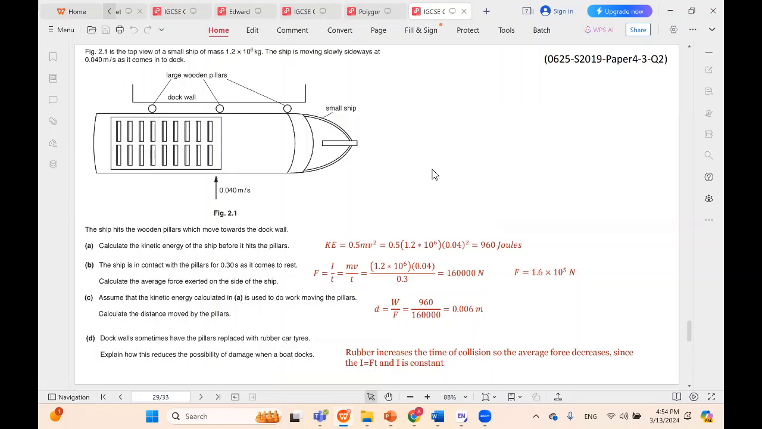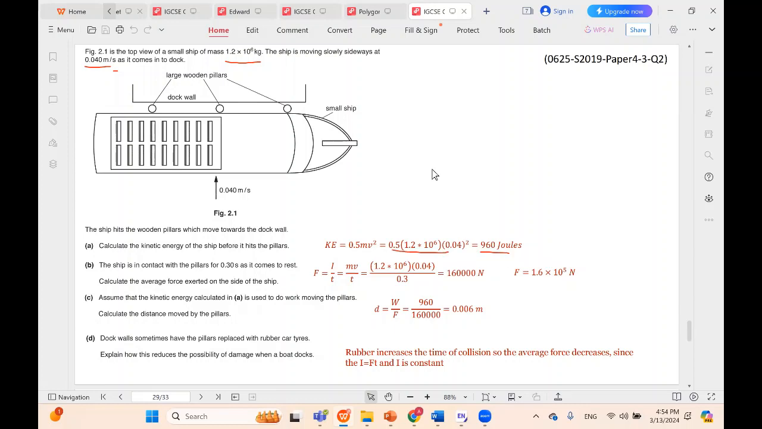So we multiply half by m by v squared, and we are given everything here. We have the mass and we have the speed. So we multiply half times mass times speed squared, and we get 960 joules.